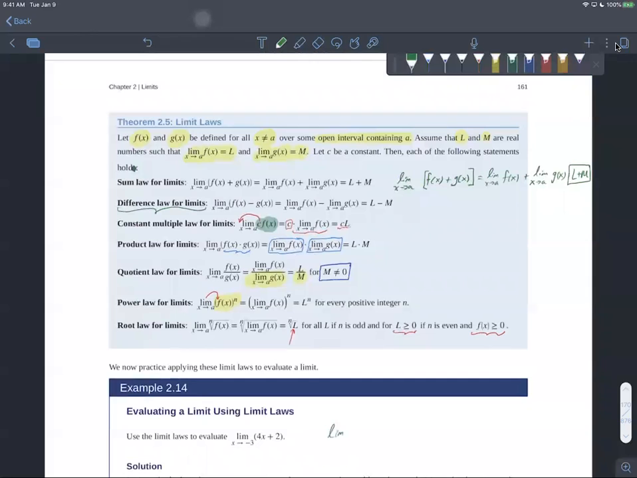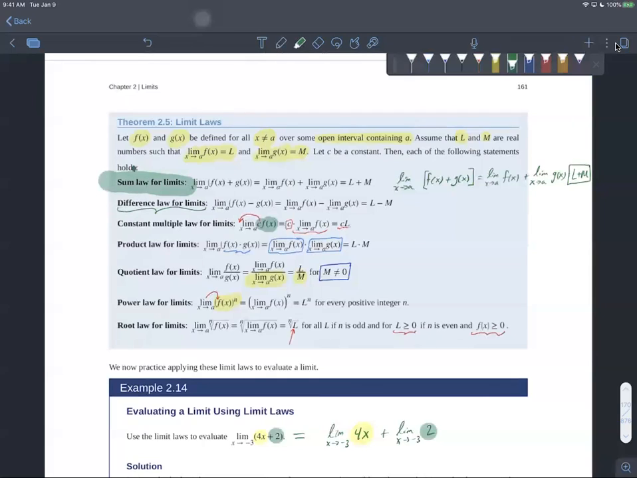The limit as x approaches -3 of 4x minus 2, I'm going to write this as the limit as x approaches -3 of 4x plus the limit as x approaches -3 of 2. So notice I split this up. I went 4x, I did the limit of that, and then 2, and then I did the limit of that. This is using the sum law for limits, right?